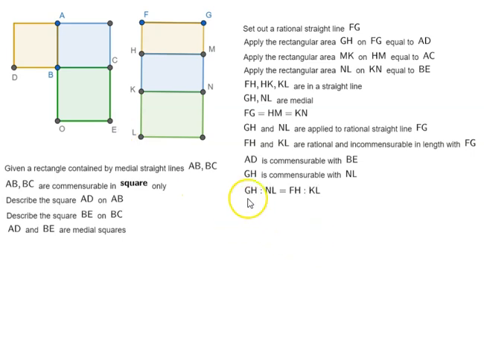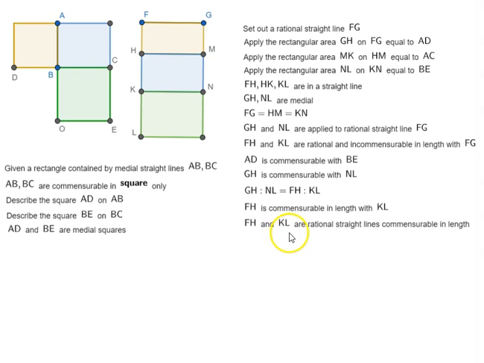So now we can write this as a proportion. GH is to NL as FH is to KL. Parallelograms between the same parallel lines are proportional to their sides. FH is commensurable in length with KL. Why? Because GH is commensurable with NL. FH and KL are rational straight lines commensurable in length. Therefore, the rectangle FH by KL is rational.